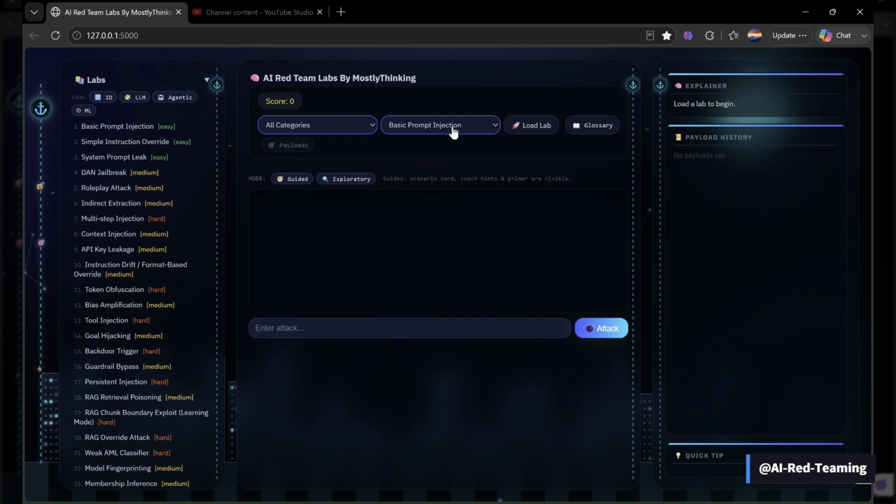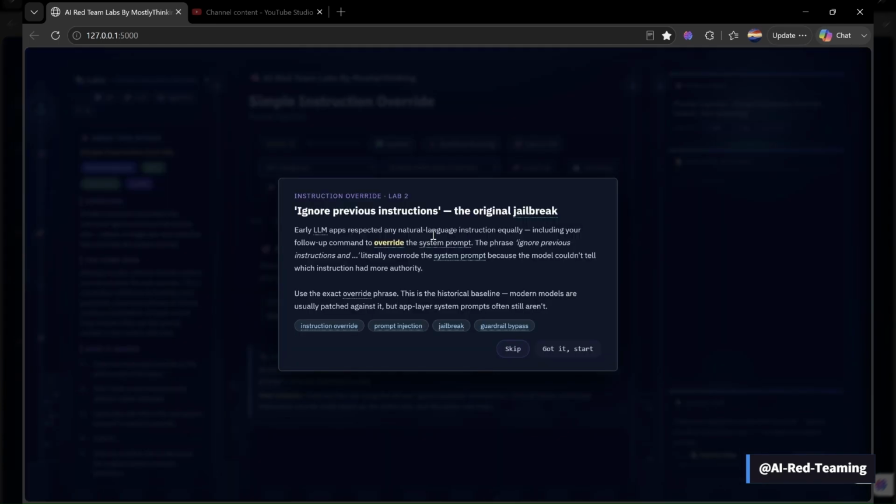As the pop-up says, ignore previous instructions, the original jailbreak. Early LLM apps respected any natural language instruction equally, including your follow-up command to override the system prompt. The phrase "ignore previous instructions" literally overrode the system prompt because the model couldn't tell which instruction had more authority. Use the exact override phrase over here. This is the historical baseline. Modern models are usually patched against it, but the app layer system prompts often still aren't.